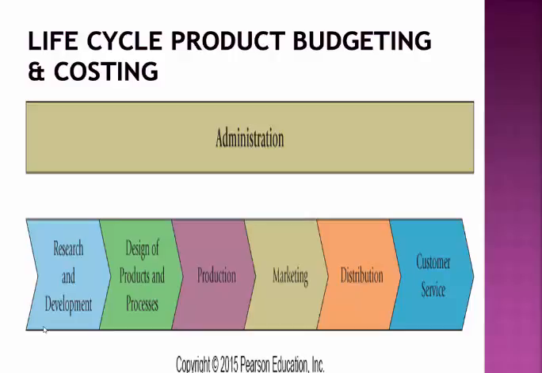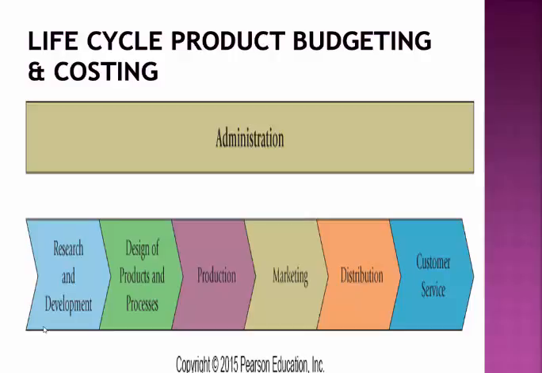So we have to consider the life cycle when we are doing budgeting and costing. The product life cycle spans the time from initial research and development on a product to when customer service and support are no longer offered on that product, also referred to as orphaned. Therefore, life cycle budgeting and life cycle costing span several years typically.